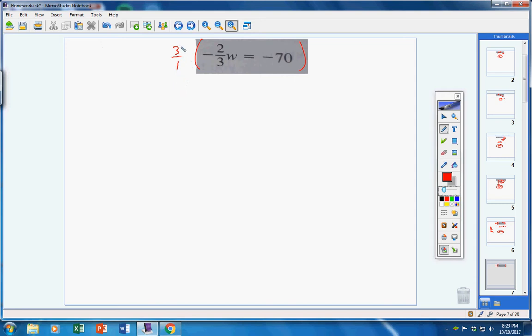And here we go. 3 over 1 times 2 over 3. Your 3's cancel, leaving you with 2 over 1, which is 2. And of course it's negative because a positive times a negative is negative. Okay? Then we have a positive times a negative is a negative, and 3 times 70 is 210. Next, move the variable terms to one side.